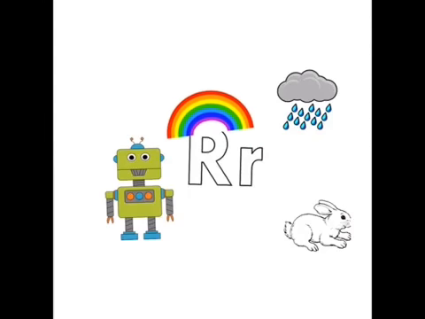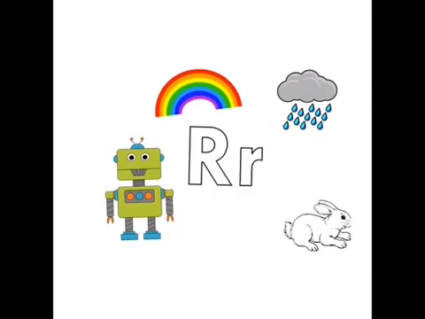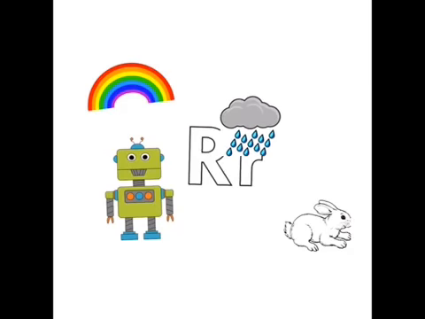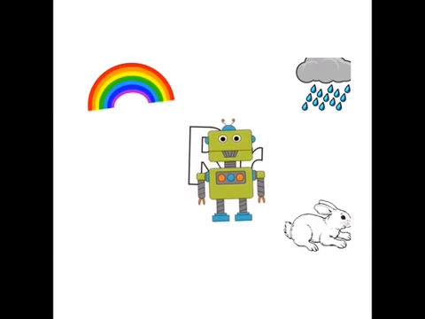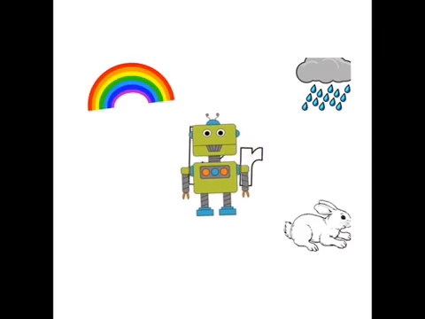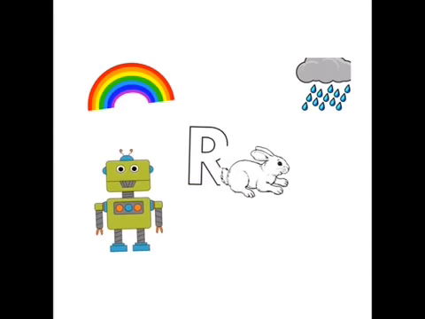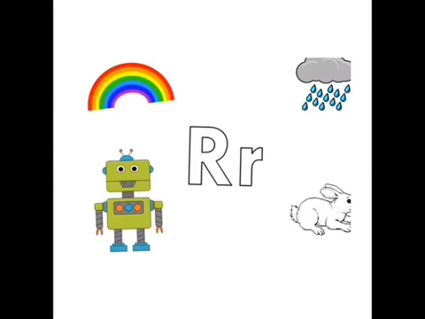Rainbow begins with R. Rainbow. Rain begins with R. Rain. Robot begins with R. Robot. Rabbit begins with R. Rabbit.